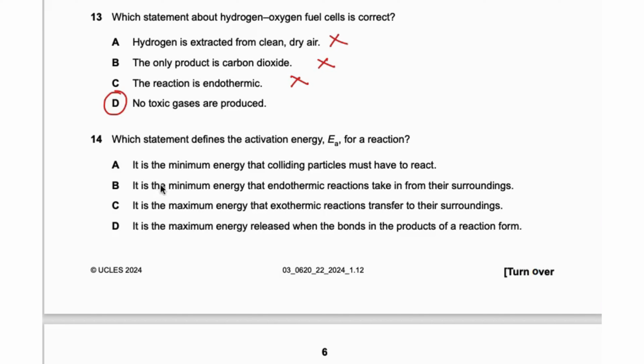Question number 14. Which statement defines the activation energy EA for a reaction? It is the minimum energy that colliding particles must have to react. It is the minimum energy that endothermic reactions take in from their surroundings. It is the maximum energy. It is not the maximum. And it is the minimum energy that colliding particles must have to react. So the right answer is A.